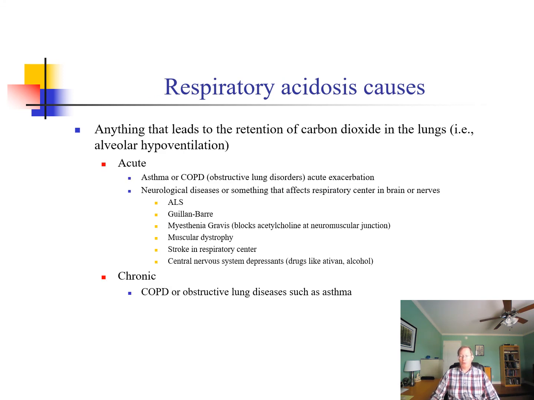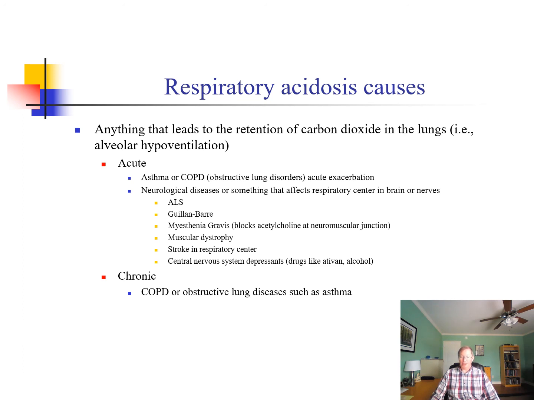In a respiratory acidosis, this can happen on an acute or on a rapid basis, such as if you have worsening of asthma or COPD, as well as neurologic disorders such as Guillain-Barré syndrome or amyotrophic lateral sclerosis or Lou Gehrig's disease. But there are other things. You could even have a stroke in your respiratory control centers, or even central nervous system depressants like Ativan or alcohol.